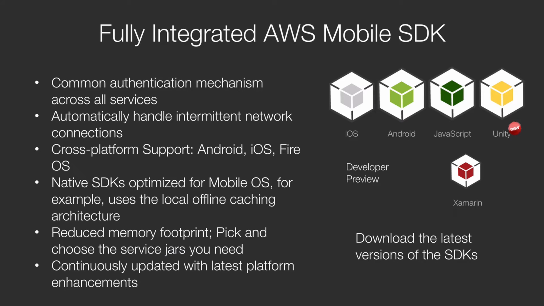But we've had support for Android and iOS for some time now, as well as Fire OS, a JavaScript in browser SDK, and we've got a developer preview of an SDK for Xamarin, which is still running at the moment. Again, another cross-platform development toolkit. And these are native SDKs that optimize specifically for execution on mobile operating systems. So they'll use things like, for example, local offline caching architectures. They're optimized to minimize footprint, enabling you to pick the service jars or other components that you might need to support the specific functionality that you need for your app.